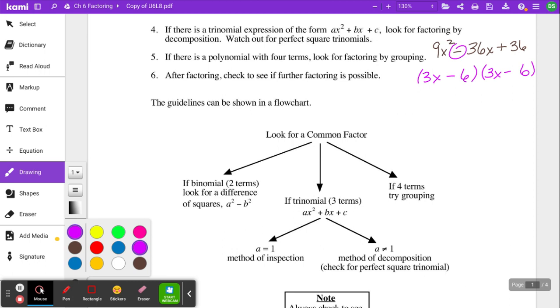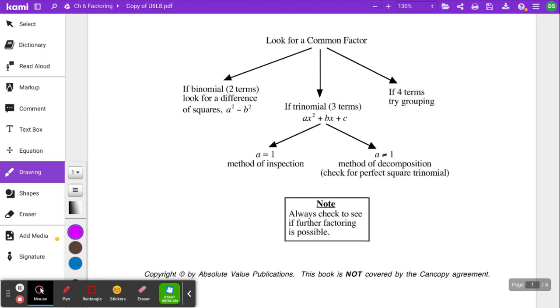Okay, if there's 4 terms, look to factor by grouping, and that will require ripping off the heart. And then of course, always check to see if you can do more. Can you go further? You have to factor all the way. So there's your 2 terms, difference of squares. There's your trinomial with 3 terms. I don't do any of this. And your 4 terms by grouping. There it is in a chart.